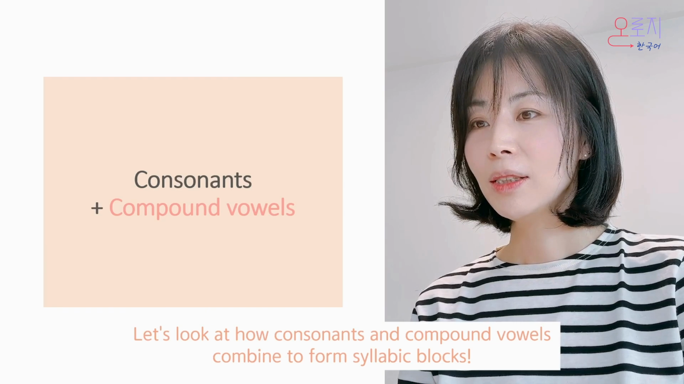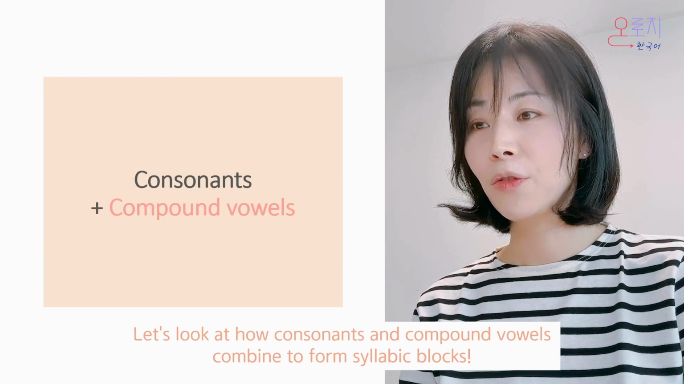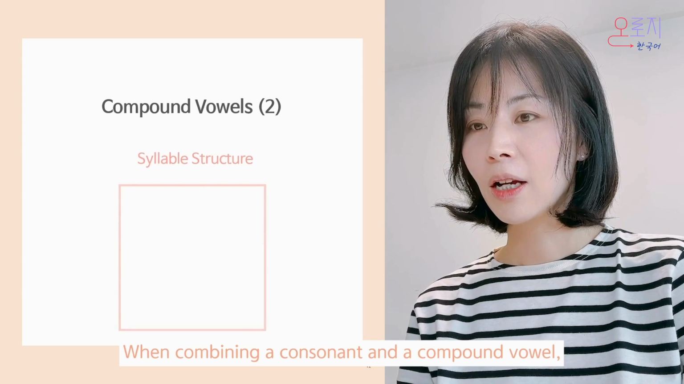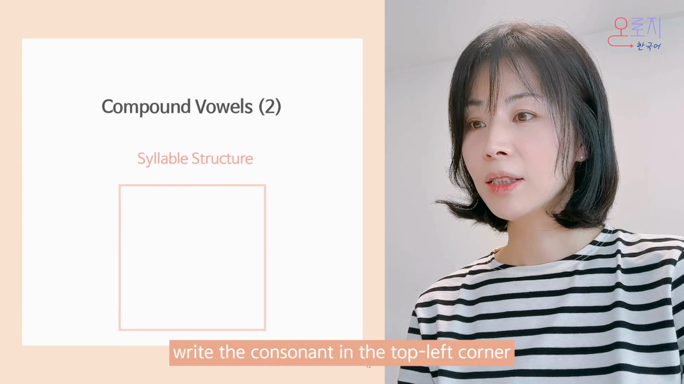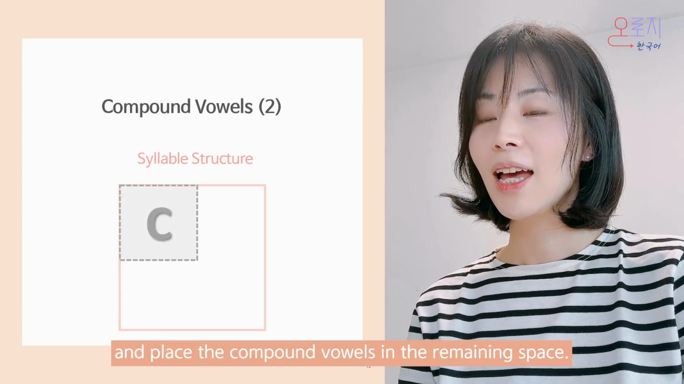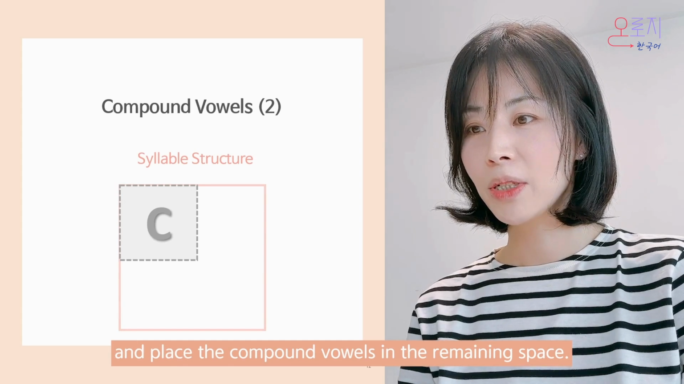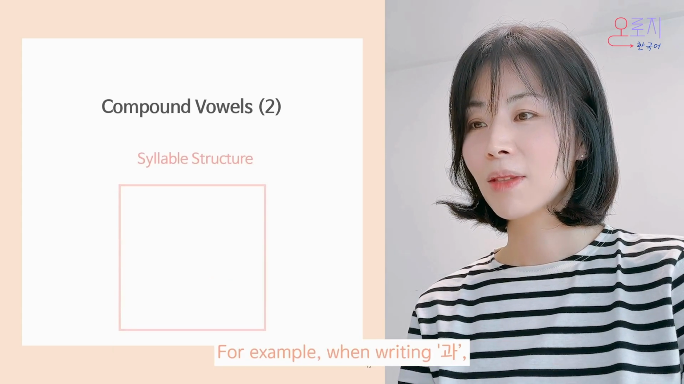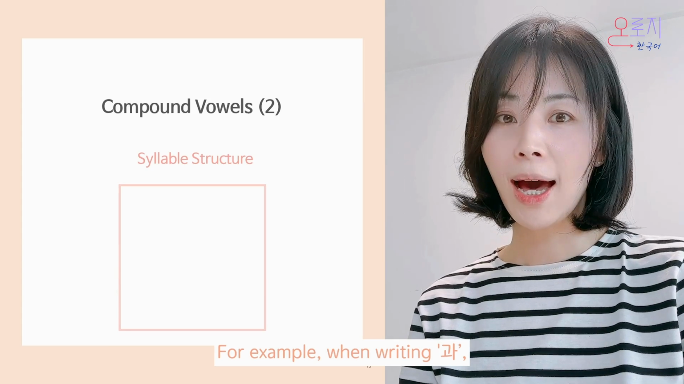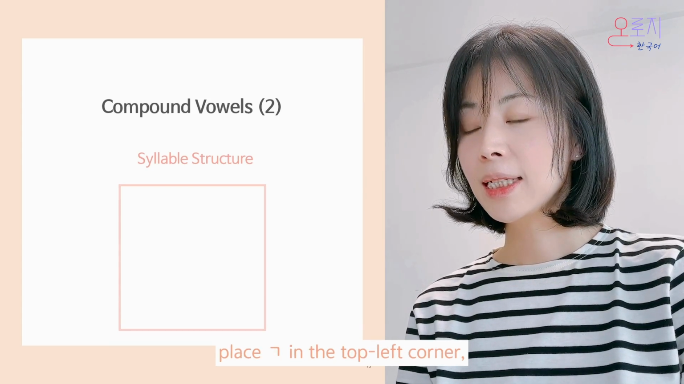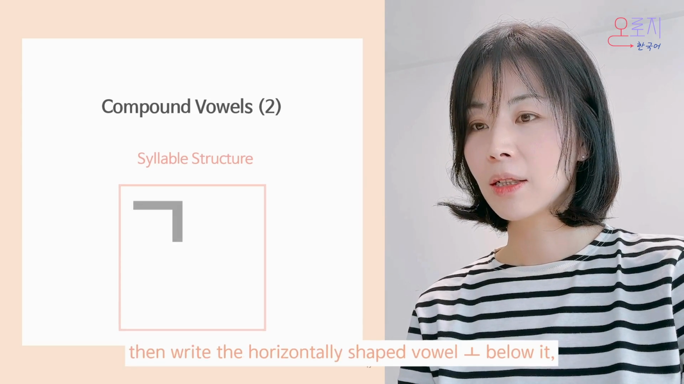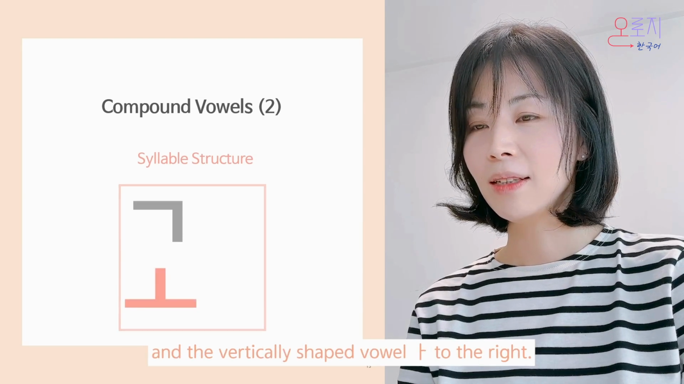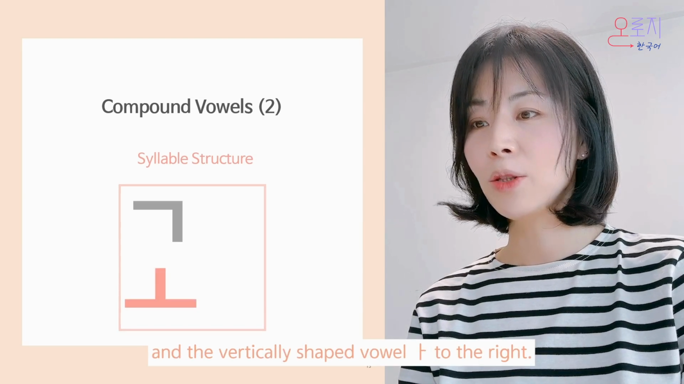Let's look at how consonants and compound vowels combine to form a syllabic block. When combining a consonant and a compound vowel, write the consonant in the top left corner and place the compound vowel in the remaining space. For example, when writing kwa, place ku in the top left corner, then write the horizontally shaped vowel O below it and the vertically shaped vowel A to the right.